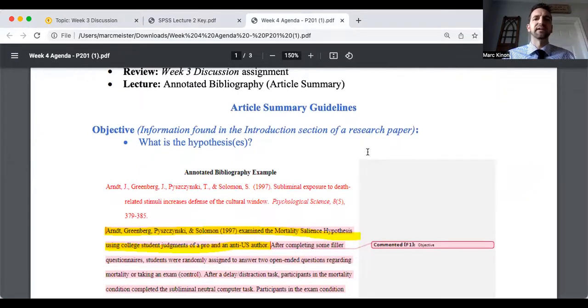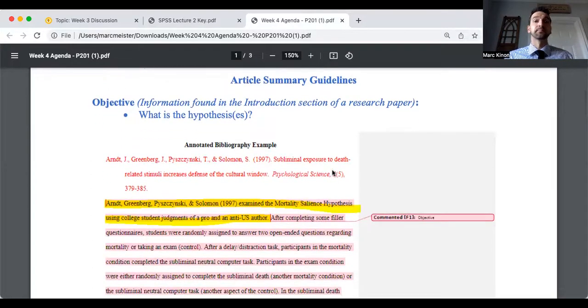Annotated bibliography, I like to call it an article summary. Usually an annotated bibliography starts with the reference at the top and then you summarize it. But I think article summary is a lot clearer. So basically your article summaries need to be about 1 page, first off. About 1 page, double spaced, Times New Roman, 12 point, right? Because that's APA style.